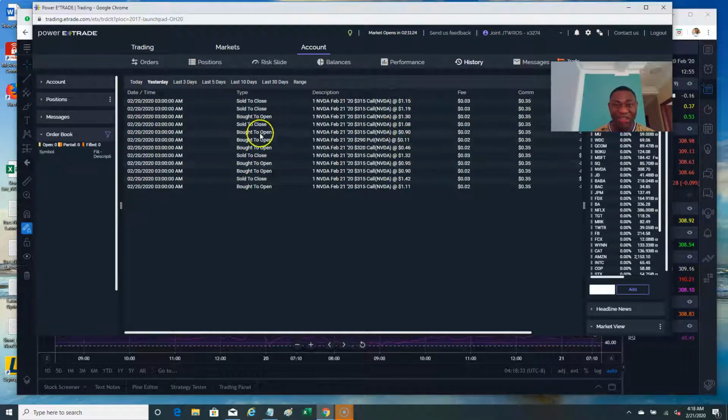Here are 3 buys, right? Bought to open at 90. Bought to open at 90. Trust me, that's not the same buy. That's a different timestamp. Trust me on that. I just did that several times.